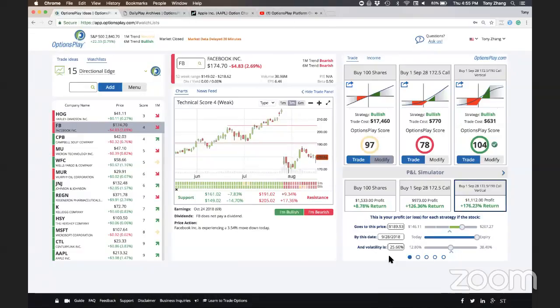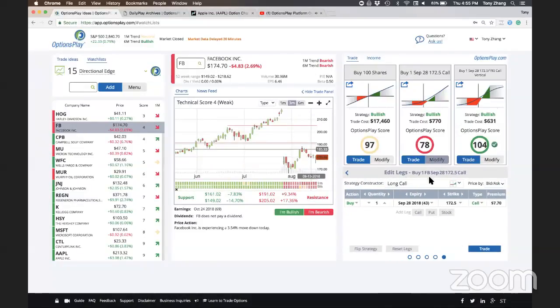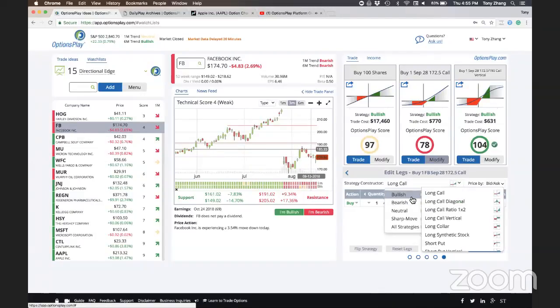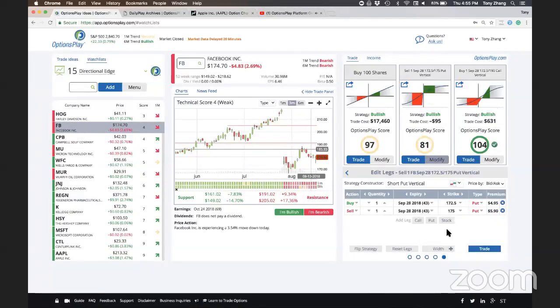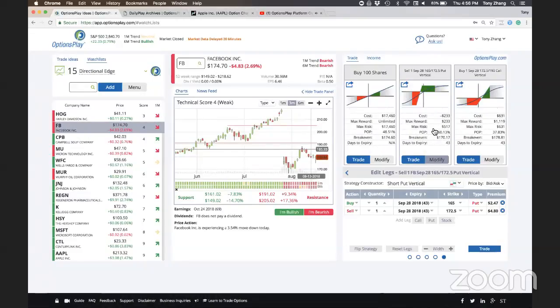Regarding credit spreads, is there a way to easily ascertain risk to reward ratio on a specific trade? Absolutely. So when you click on the modify button, one of the things that we recommend you to use in terms of understanding risk to reward is the OptionsPlay score. That's what the OptionsPlay score is designed to do, is to give you an idea as far as how is the risk to reward on this trade. Is it good? Is it bad? Because risk to reward on its own is not enough of a picture. You also have to look at the probability of that risk to reward.